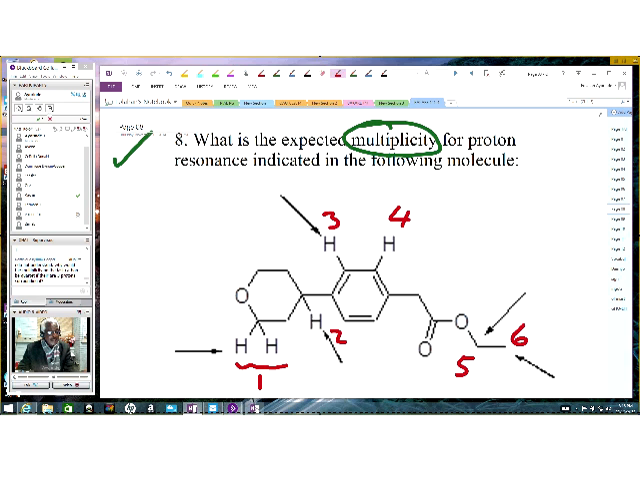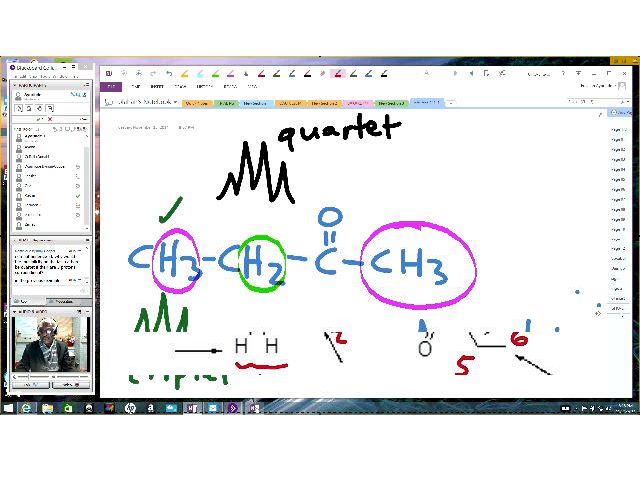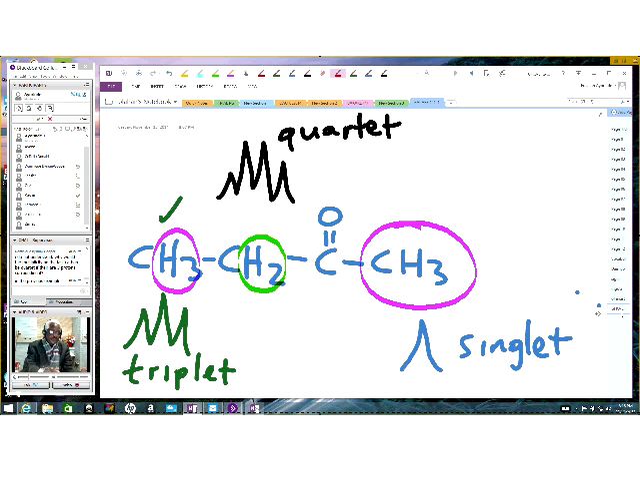Somebody asked a question. Let me see here. You do not understand why, in the previous example, let me go back. Somebody is asking a question here. Okay, the question somebody is asking is that they do not understand why this is a quartet. I'm assuming that's what you're saying.